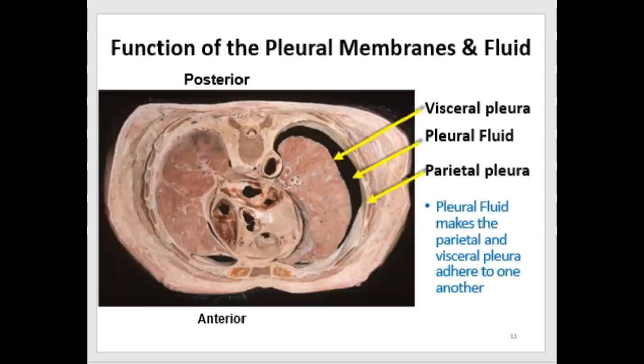So let me show you a picture. It happens to be from a cadaver, the picture that I have. And it is a horizontal or transverse section through the thoracic region. Here's the thoracic vertebrae here. This is the aorta.